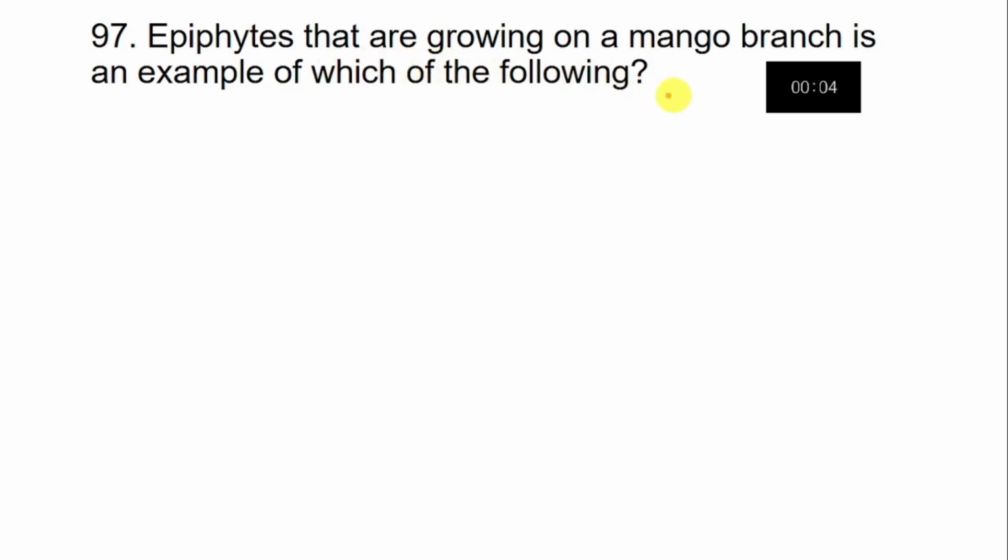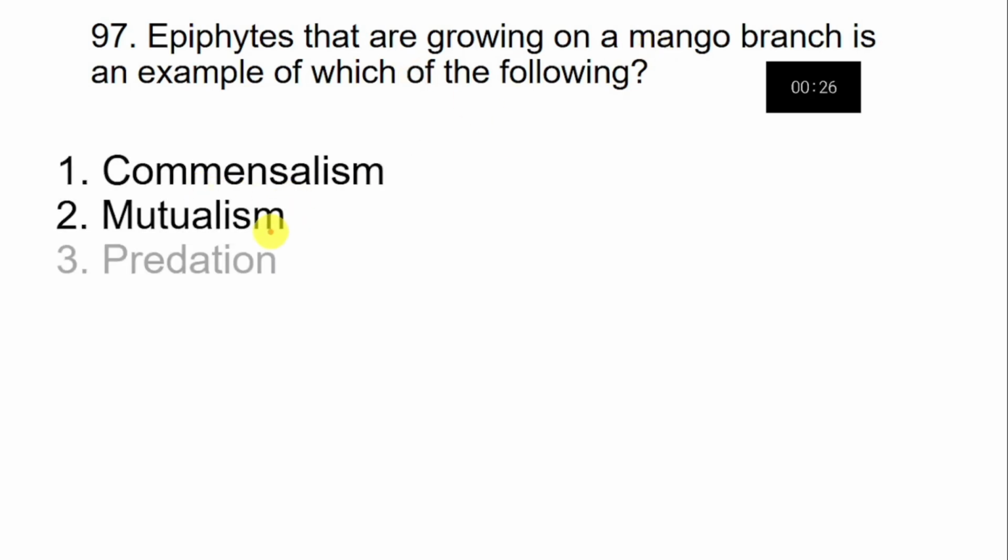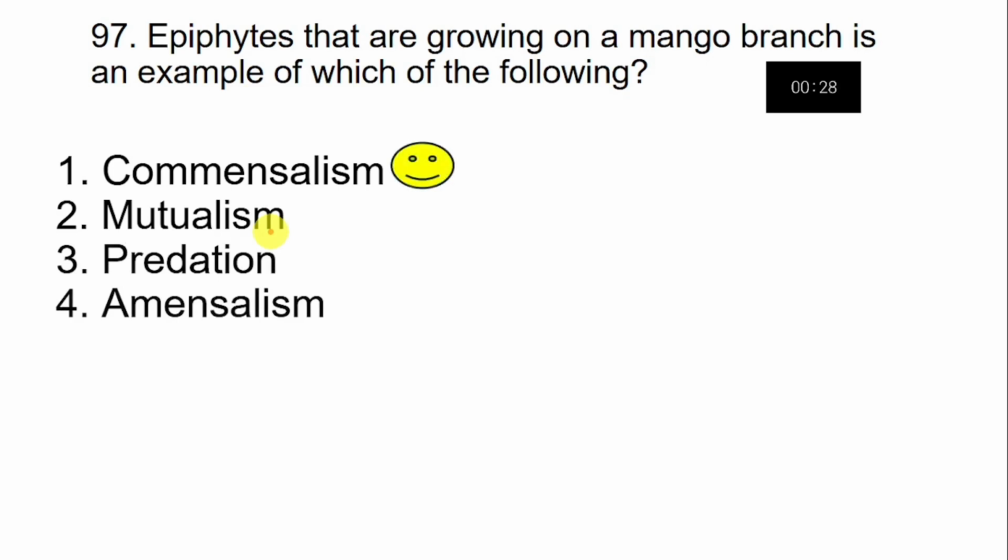Epiphytes that are growing on a mango branch is an example of which of the following? Epiphytes, the orchid that grows on a mango branch, doesn't feed on the mango tree. So it is not parasitism, it is commensalism. Commensalism, the first option, is the right answer. This is the answer.